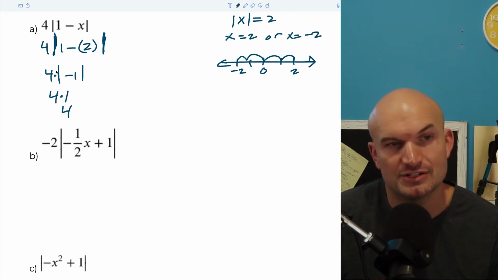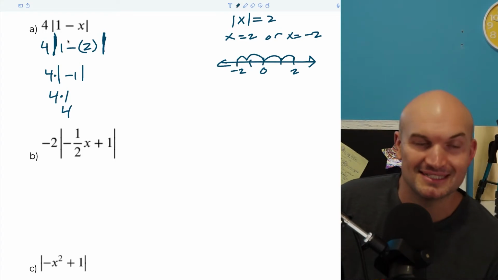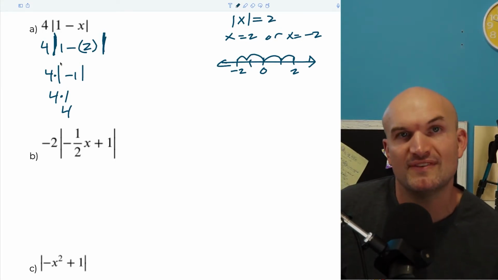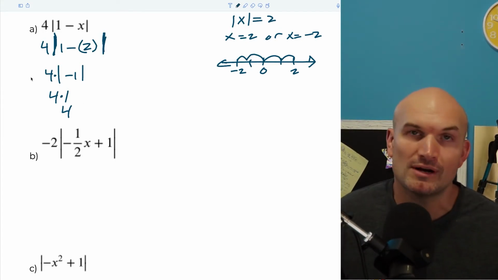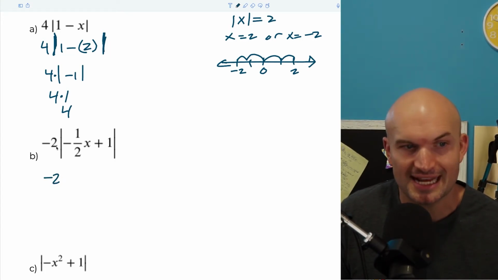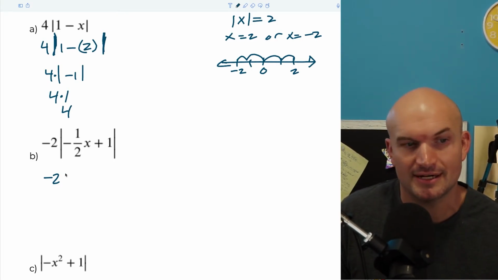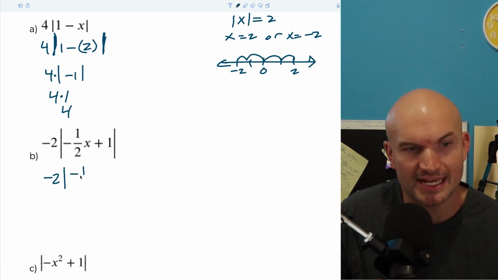But again, the other thing I want you to remember is it doesn't really matter what's outside the absolute value, right? What you want to do is simplify the absolute value first, and then you can worry about whatever is happening on the outside. So for example, here, a lot of students will see this negative 2 and they're like, oh, let's make this a positive 2. No, that's outside the absolute value. Leave it right there. So now I have a negative 1/2.